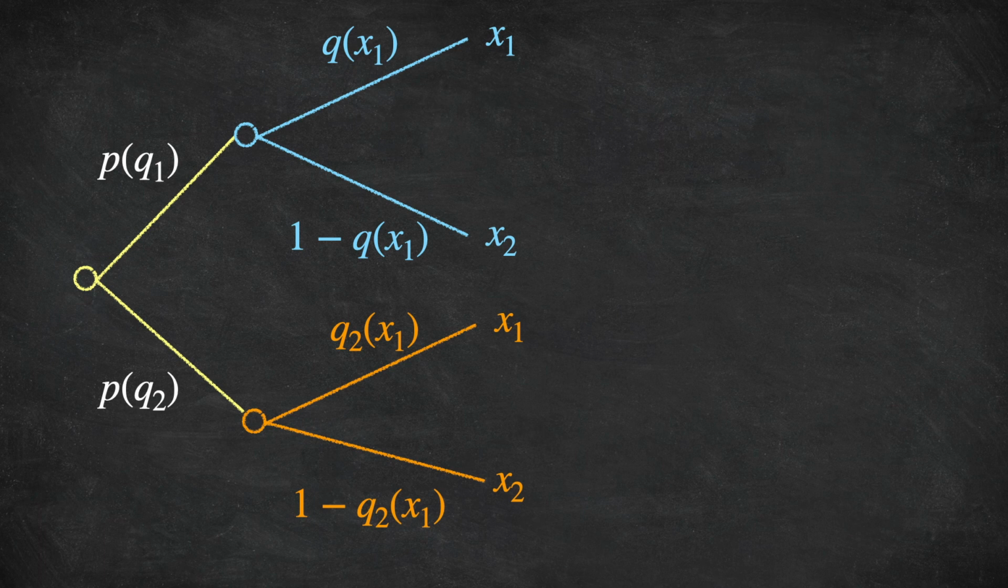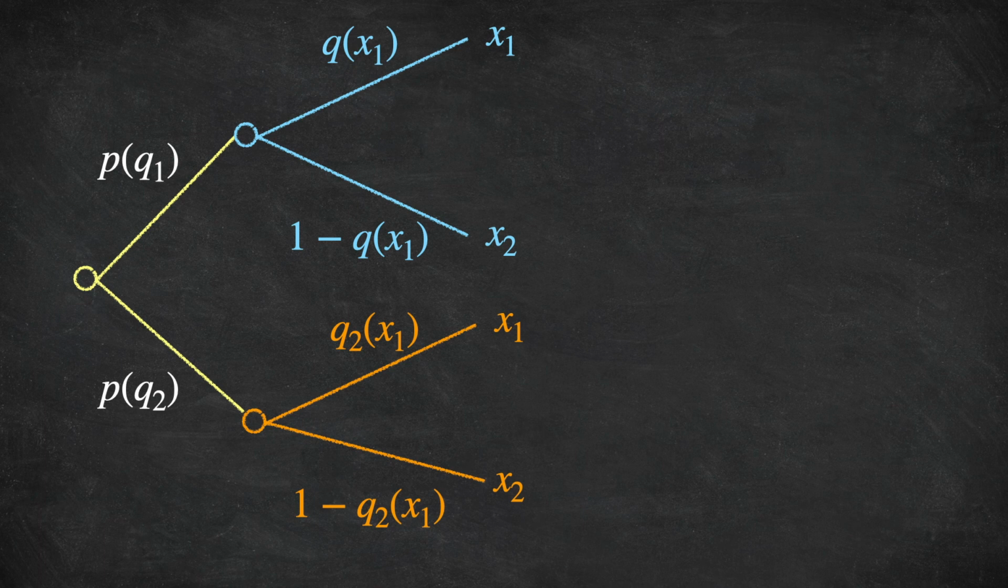So here on the diagram, I've represented a compound lottery. In the first stage, we have this yellow chance node, where with some probability P of Q1, I receive the lottery Q1, in which case there's a chance node where with probability Q1 of X1, I receive the prize X1, and with probability 1 minus Q1 of X1, I receive the outcome X2. Similarly, going back to the first chance node, there's a probability P of Q2 that I receive lottery Q2, in which case there is then a probability Q2 of X1 that I receive outcome X1, and a probability 1 minus Q2 of X1 that I receive outcome X2. Okay, so this is a compound lottery.